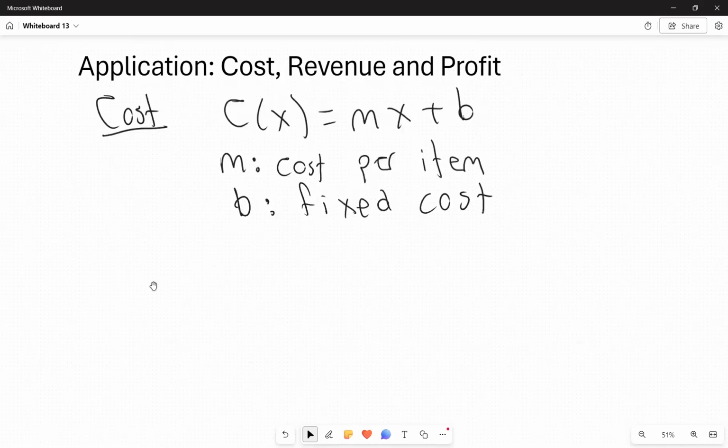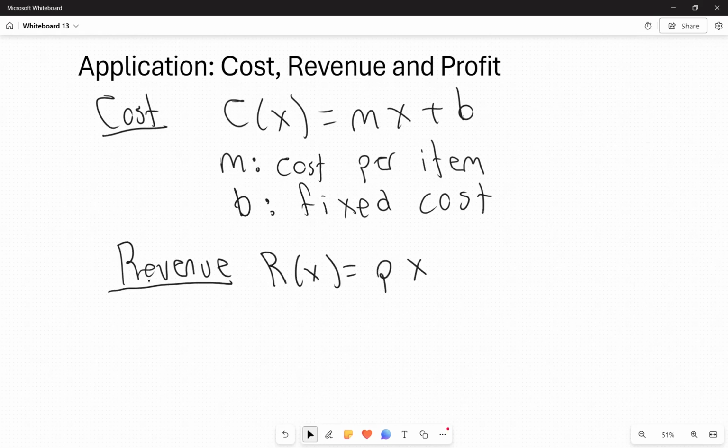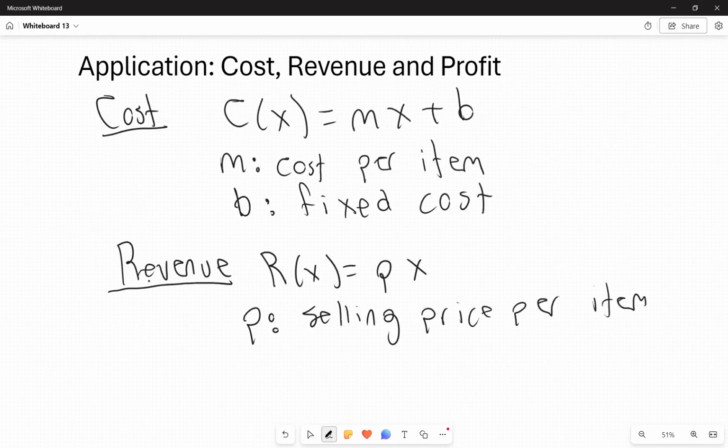The revenue function is R of x equals P times x, where P is the selling price per item. And the profit is the revenue minus the cost.